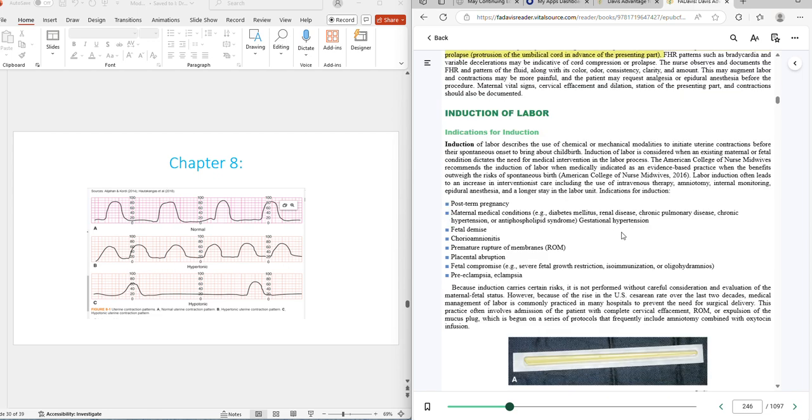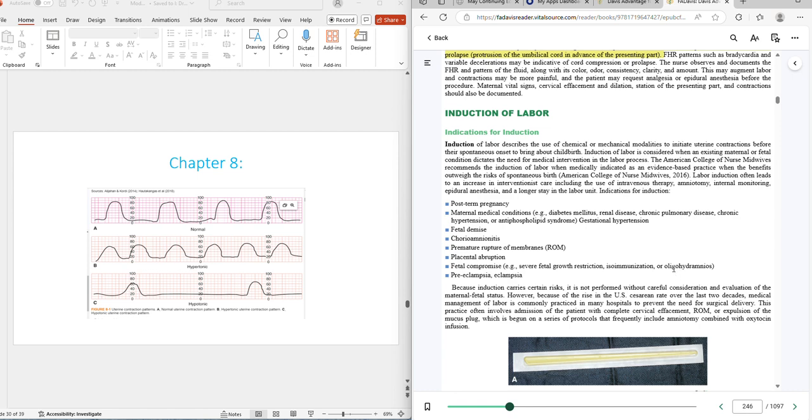Induction of labor. So there's lots of reasons why we induce labor. It may be post-term, like she just has not gone into labor. Maybe reasons like preeclampsia or gestational hypertension, which are not the same thing. We'll talk more about that. Diabetes mellitus, some type of chronic illness, fetal demise, chorioamnionitis, which is an infection in the chorion membrane of the uterus, premature rupture of membranes, so the water's been broken too long, placental abruption, fetal compromise, something's going wrong.